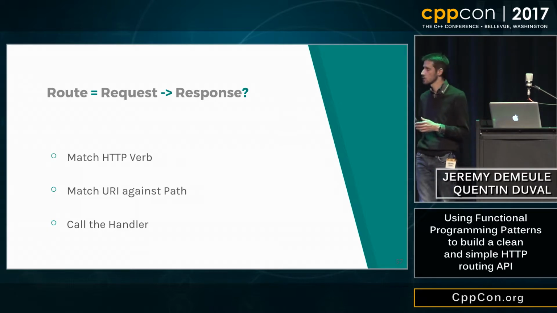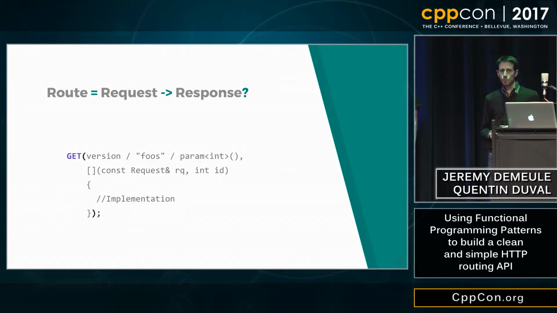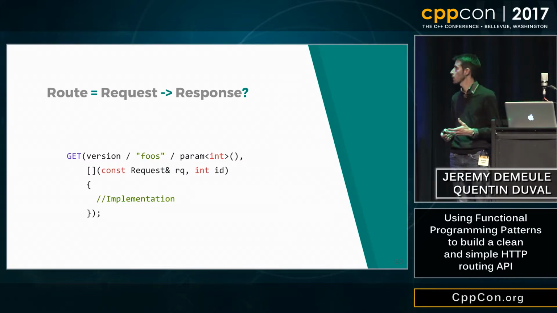We also need to match the HTTP verb. So a route needs to match the HTTP verb, the URI against the path, and to call the handlers. In C++, we choose to use the HTTP verb as constructor and to bind the path with the handler. The semantic model of the path returns some parameters, so we are able to match them at compile time with the signature of the handlers.